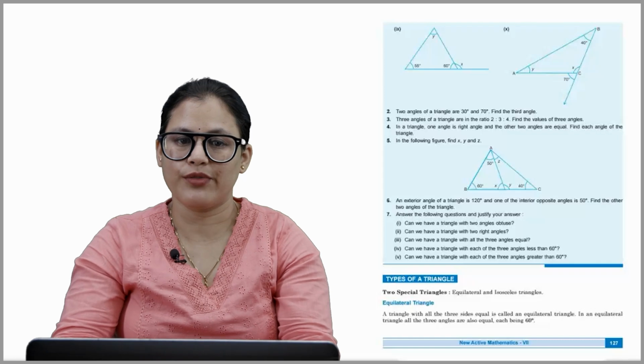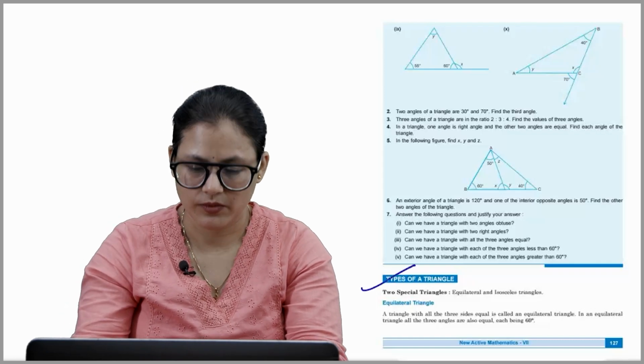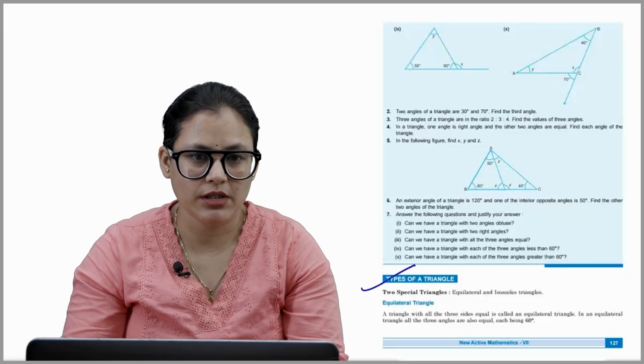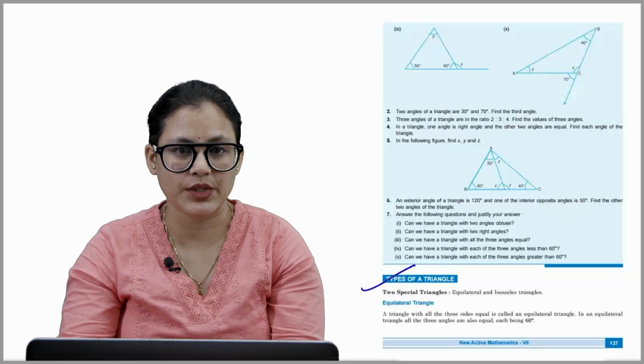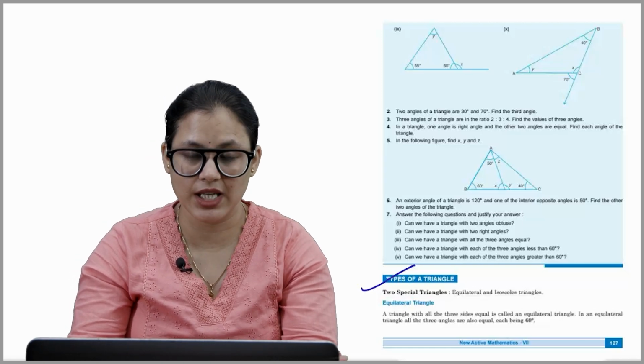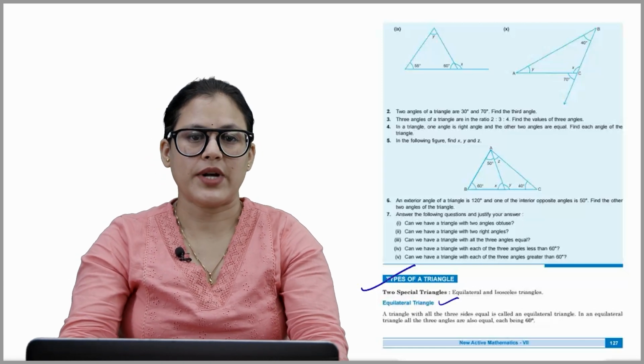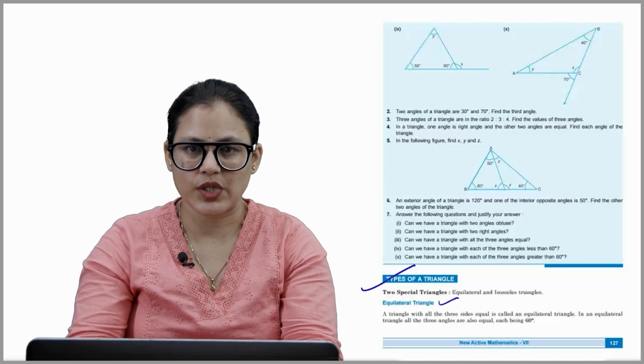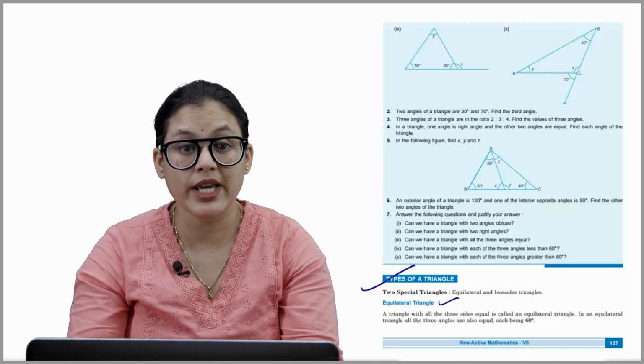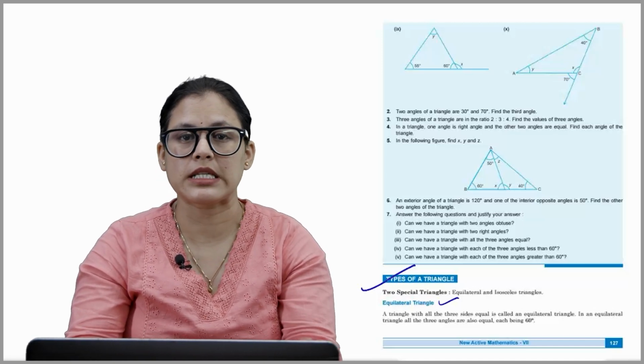Now, types of a triangle. 2 special triangles: equilateral and isosceles triangles. Equilateral triangle. A triangle with all the 3 sides equal is called an equilateral triangle. In an equilateral triangle, all the 3 angles are also equal, each being 60 degrees.